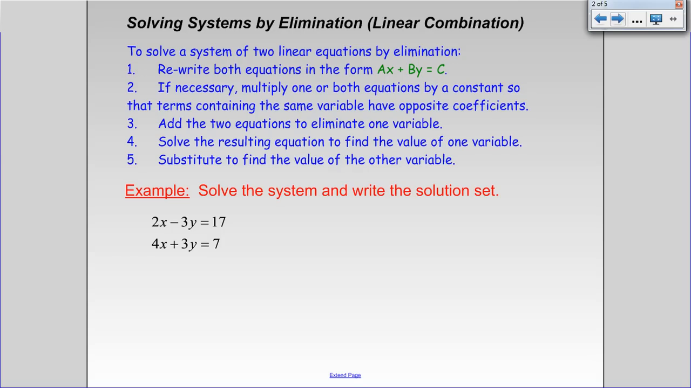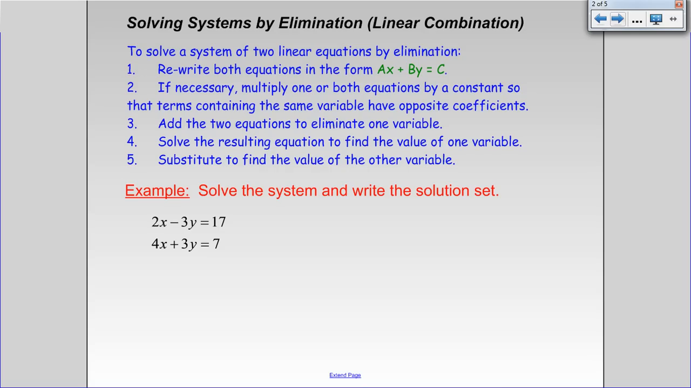So to use the elimination method to solve a system, first we will rewrite both equations in the form ax plus by equals c. Second, if necessary, multiply one or both equations by a constant so that terms containing the same variable have opposite coefficients. Third, add the two equations to eliminate one variable. Next, solve the resulting equation to find the value of one variable. And finally, substitute to find the value of the other variable. Let's look at an example.